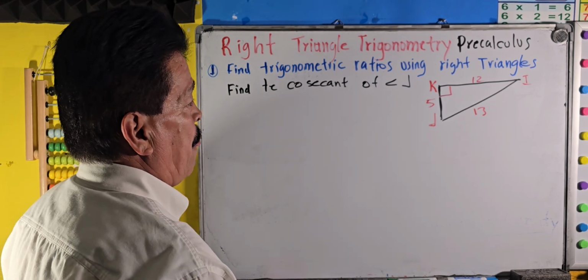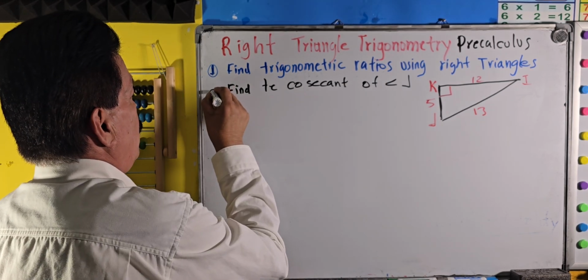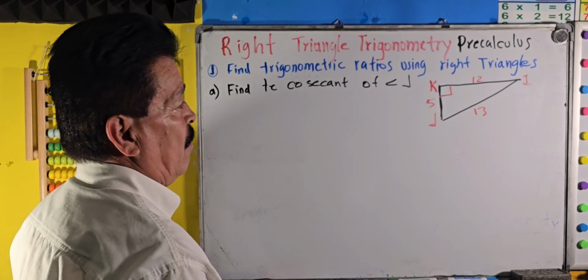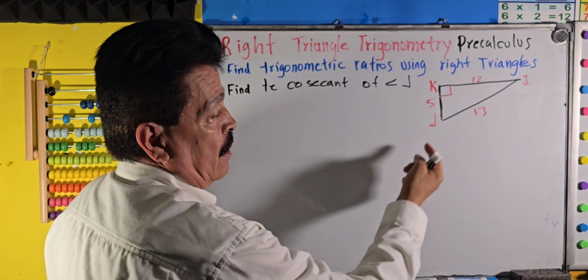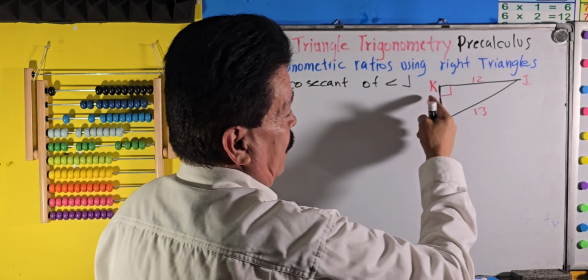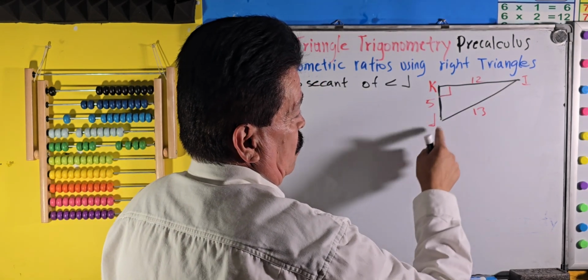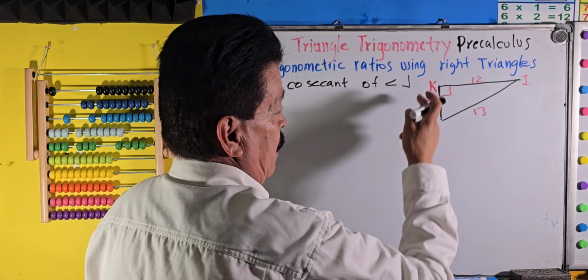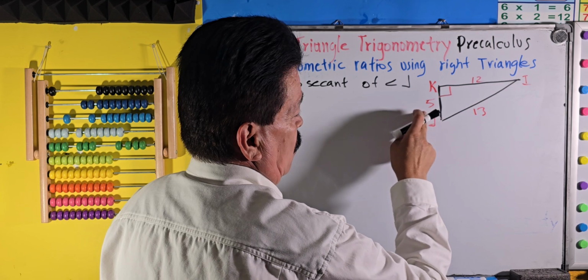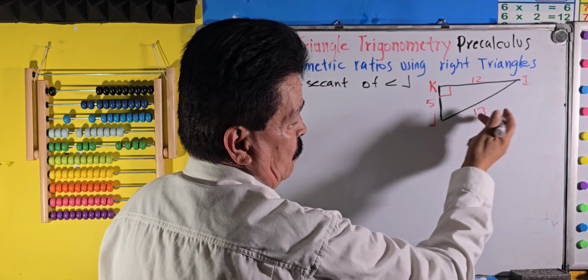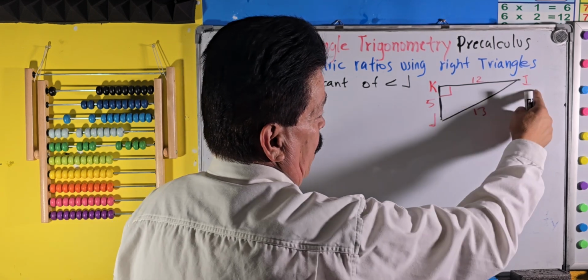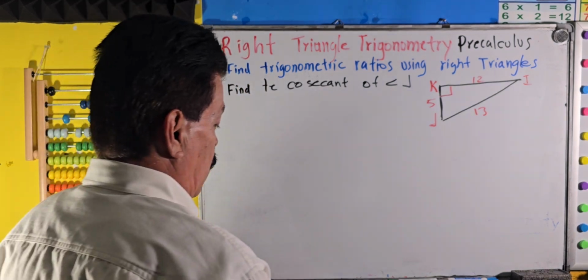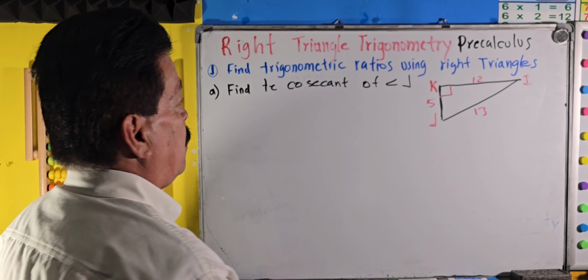Our first problem belongs to this topic: find the cosecant of angle J. This is a right triangle. We have KIJ. So this side KI is equal to 12, and the side KJ is equal to 5, and the hypotenuse, JI, is equal to 13. How do we solve this problem? First of all, we have to remember what cosecant means.